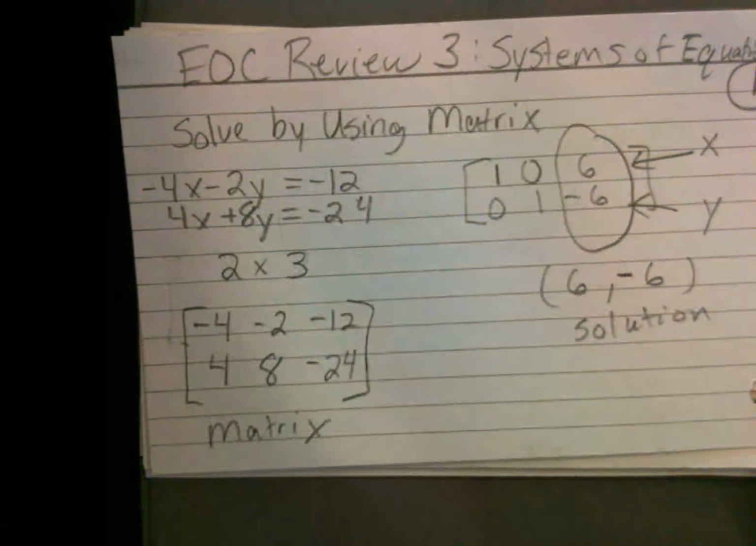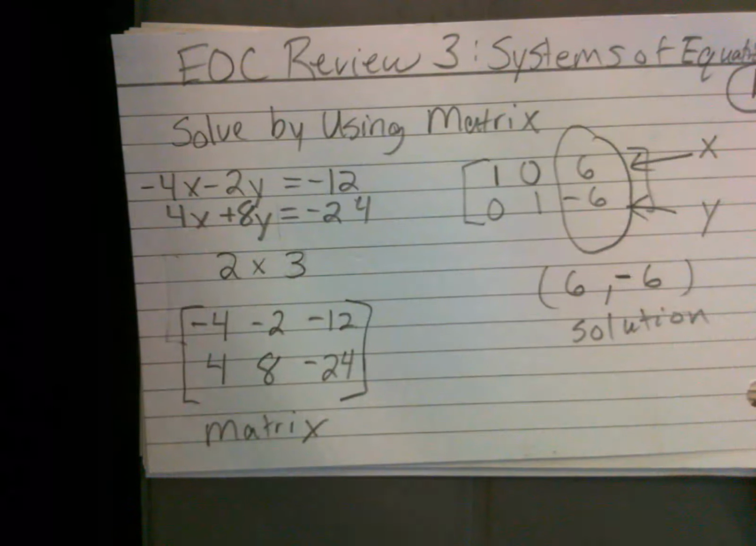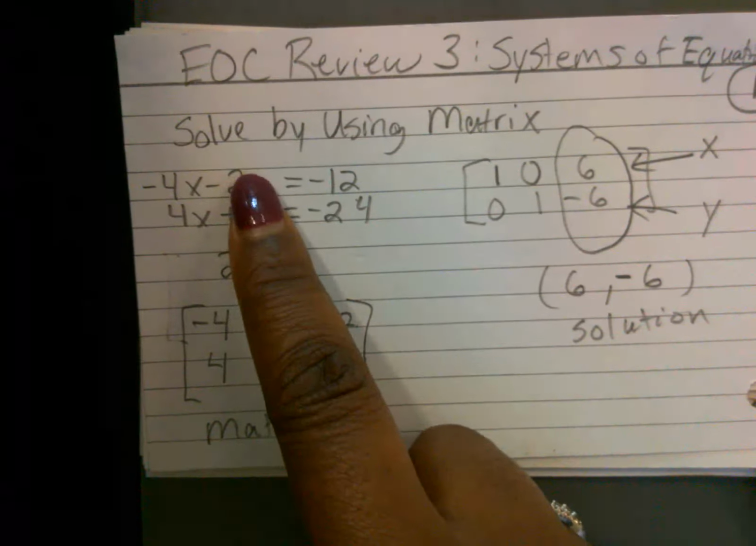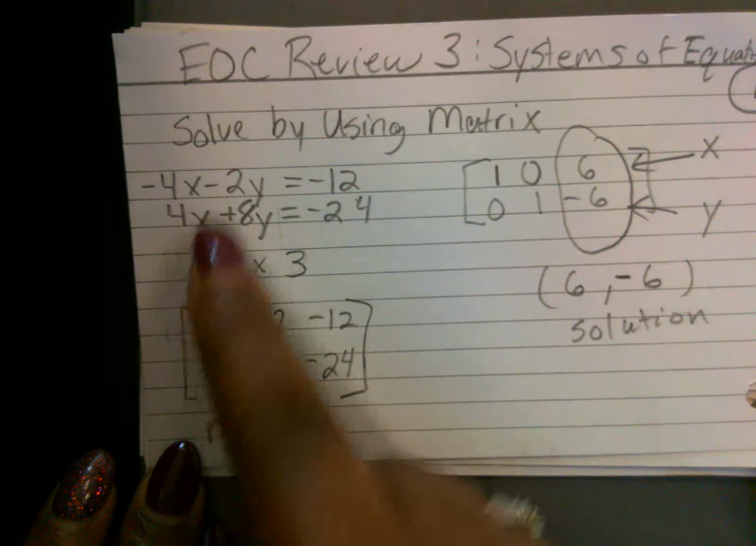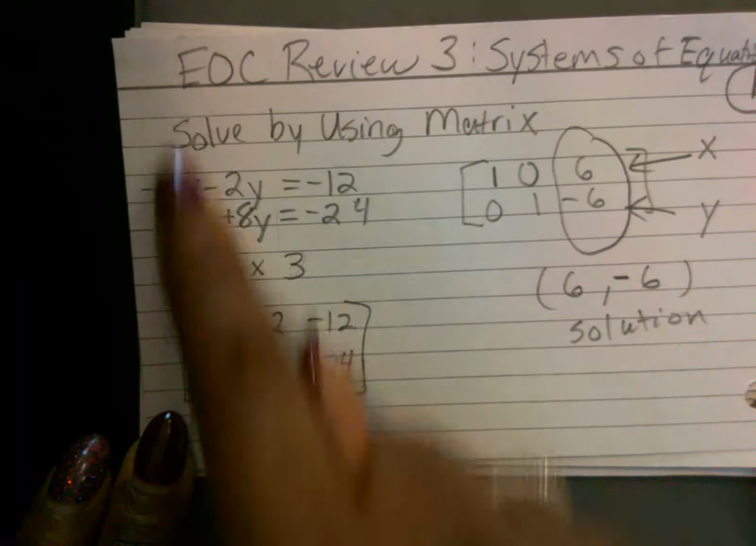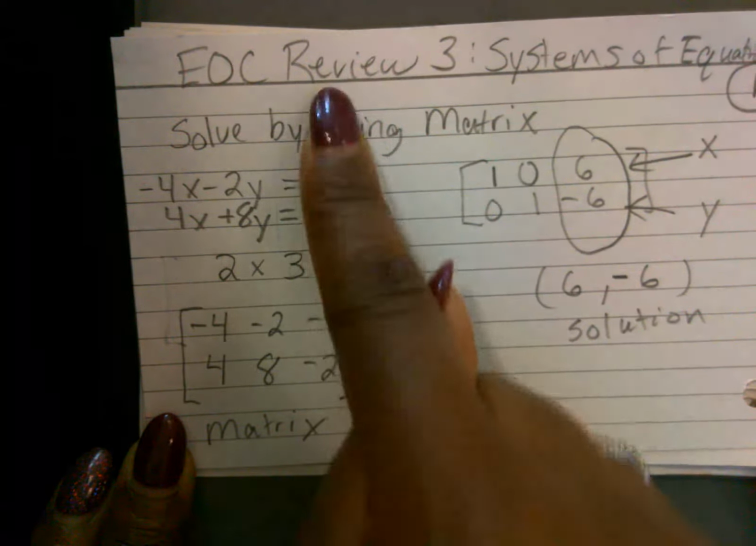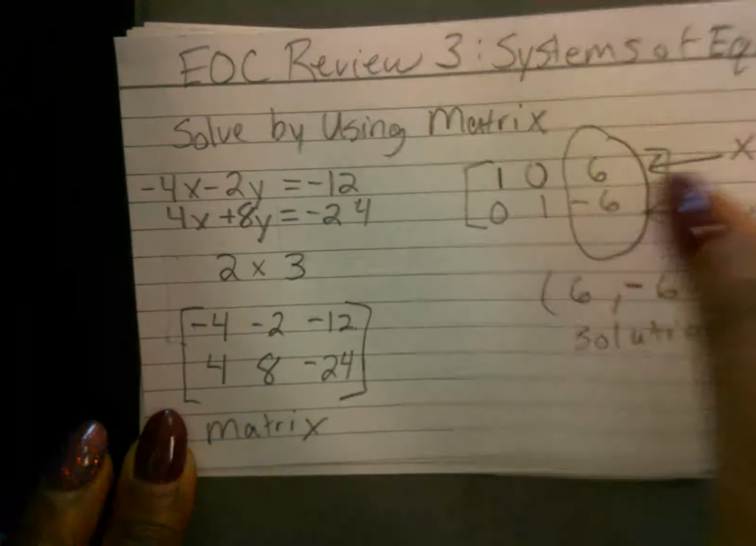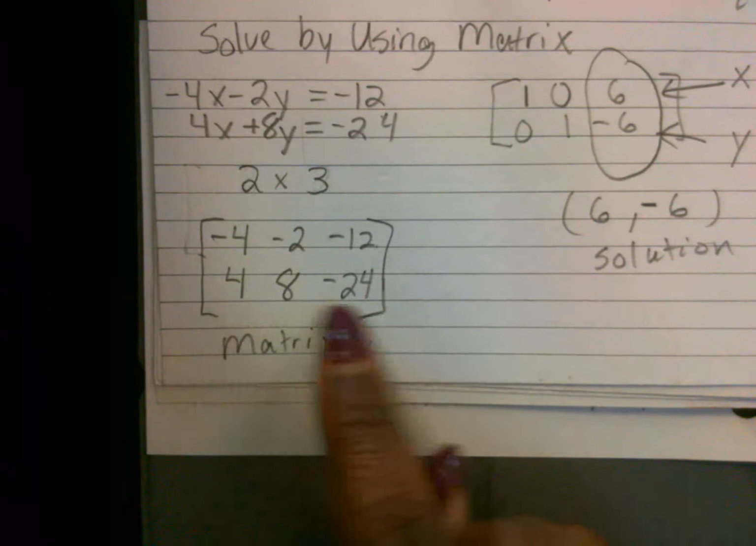All right, so now we're going to write this in a list. A matrix is just a list of numbers, okay? That's all it means. So we're going to rewrite just the numbers without the X and the Y. But remember, the X's have to be lined up, the Y's have to be lined up, and the constants have to be lined up. So this is how you write the matrix. Any questions on how I got these numbers?